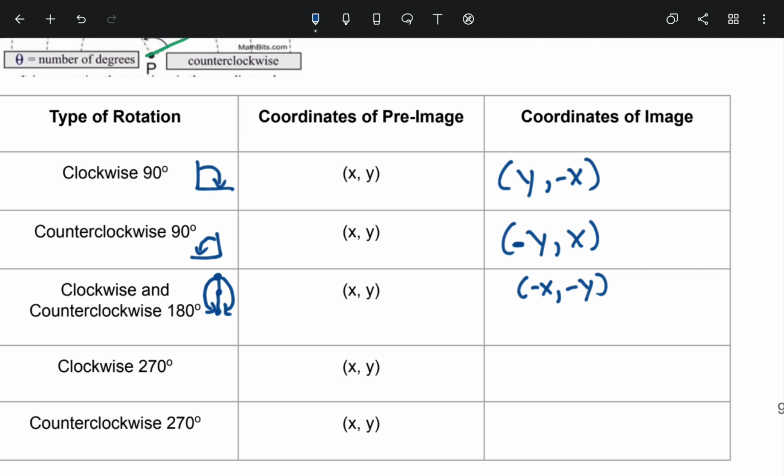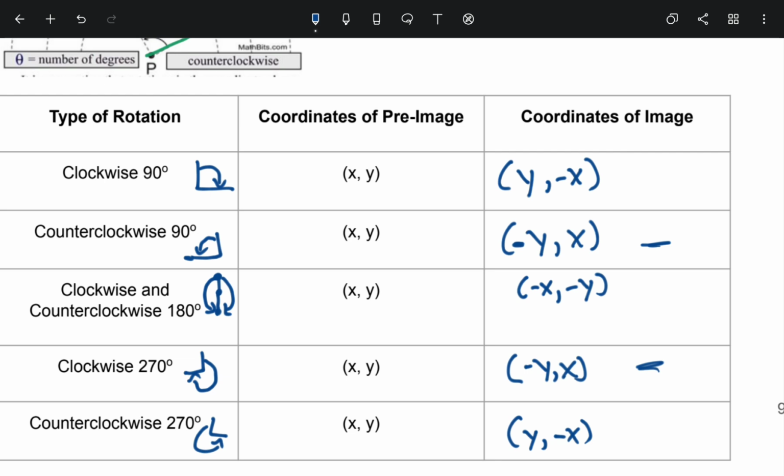Now, let's say we're going clockwise 270. That is going to look like this. Notice you end up in the same position as if you ended up counterclockwise 90 degrees. So your coordinate XY will become negative YX. Yes, these do match. And if we do counterclockwise 270, look at that. It looks like it's going to end up where you would with clockwise 90. And that is true. Switch the coordinates, change the second one to a negative.